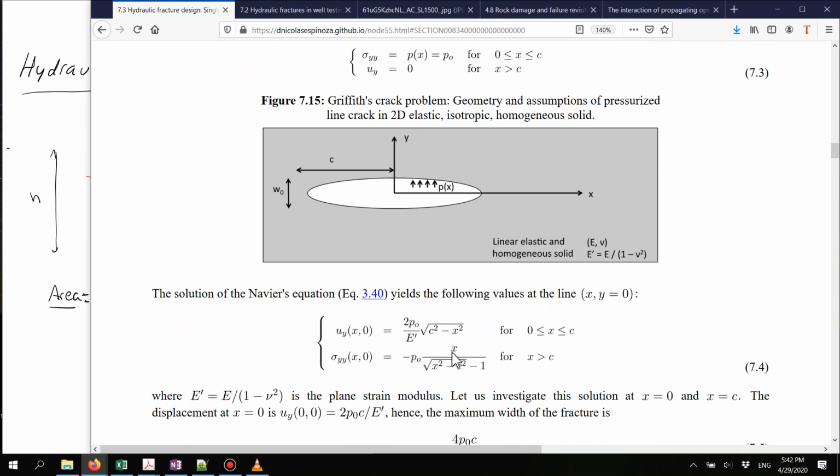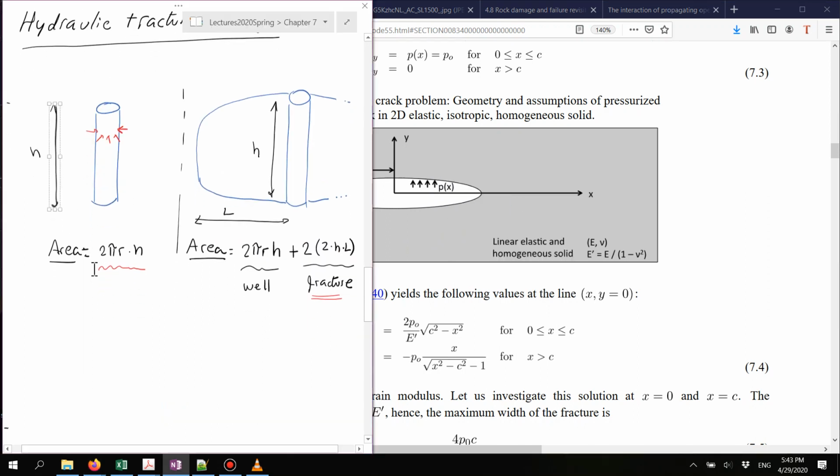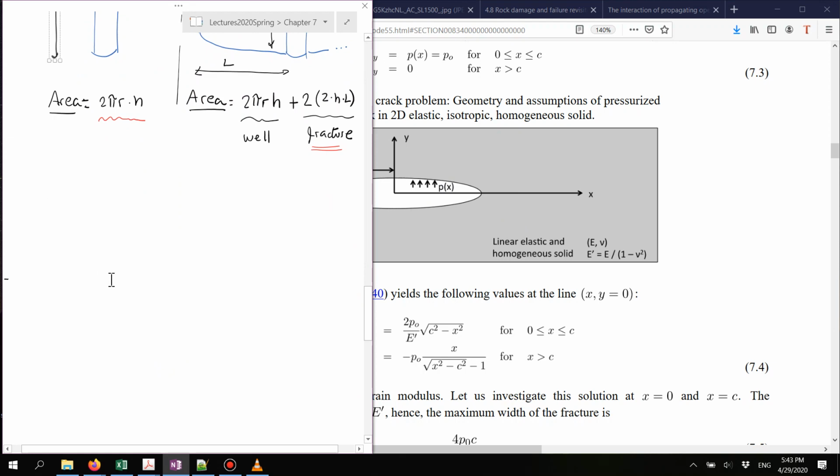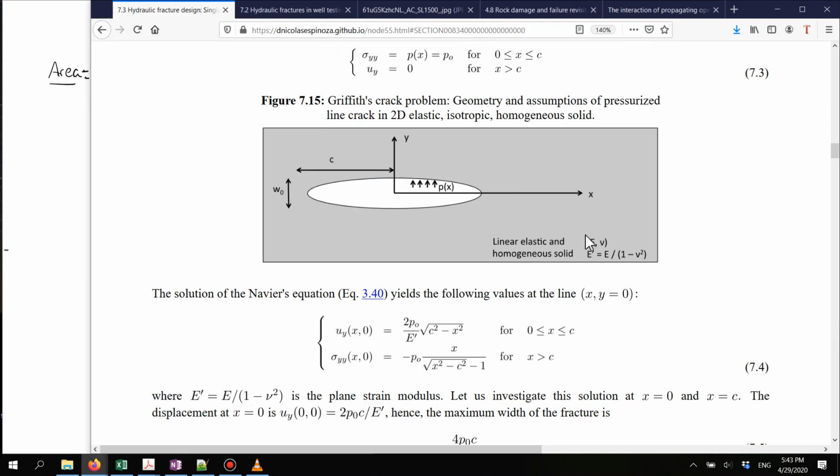The second equation that we're going to use is related to the stresses in the fracture. The stress, which is immediately adjacent to the fracture wall, is going to be equal to the pressure. So in this particular case, sigma yy, let me see if I can make this work. Just let me try another way of doing this.